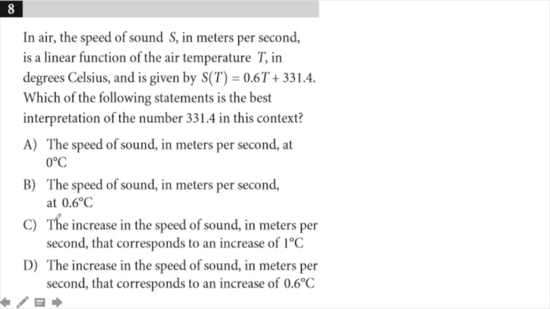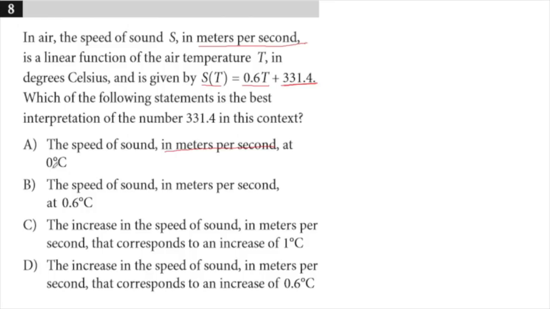In air, the speed of sound S in meters per second is a linear function of the air temperature T in degrees Celsius, given by the equation here. Which of the following statements is the best interpretation of the number 331.4 in this context? Because the unit for S is meters per second, here is meters per second, and here we also have meters per second as the unit. Option A, meters per second.